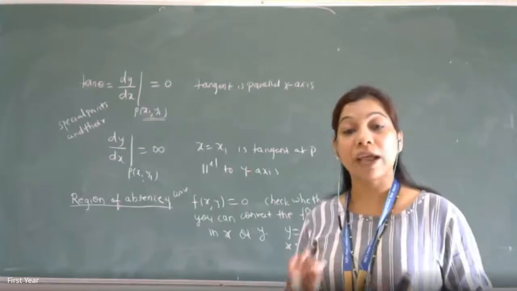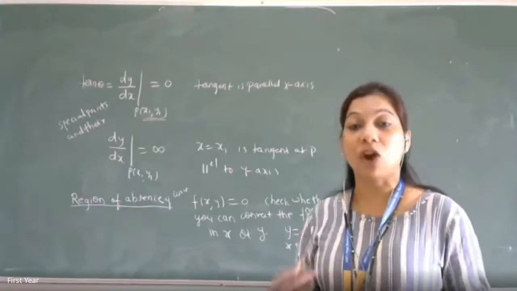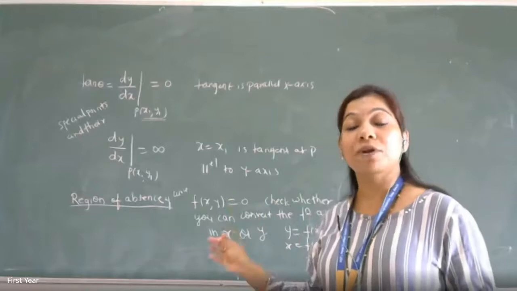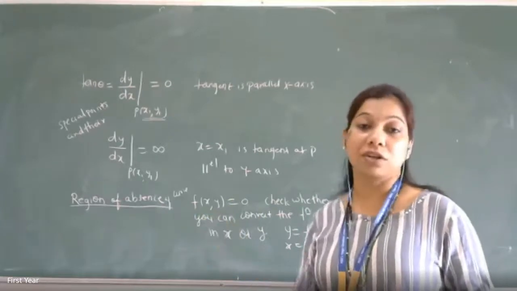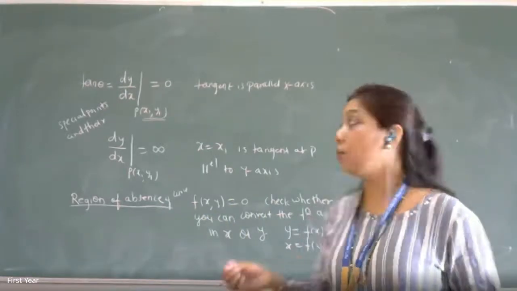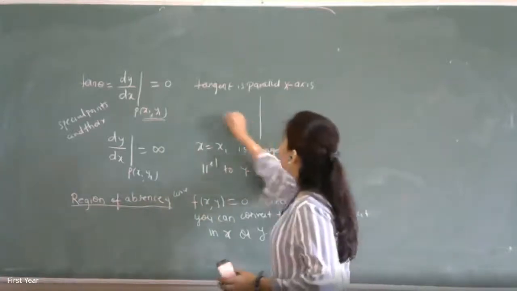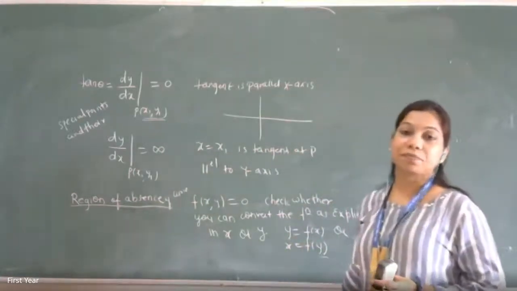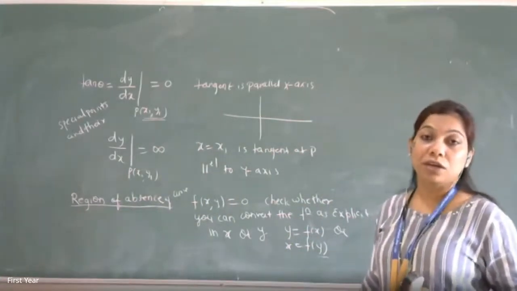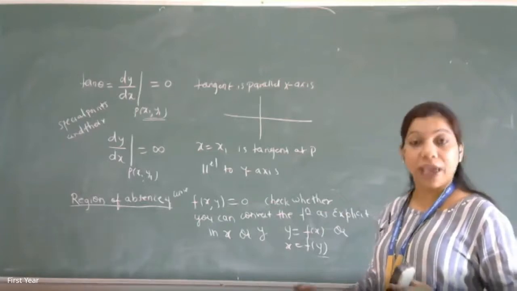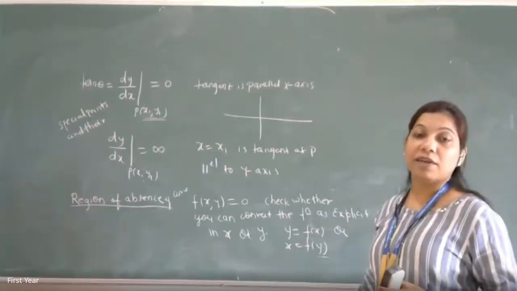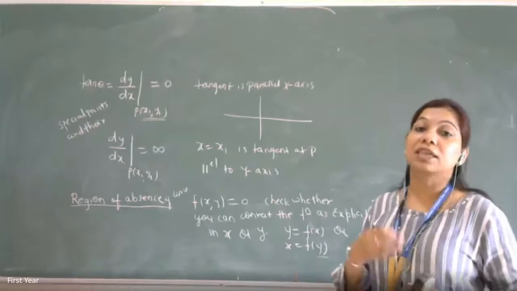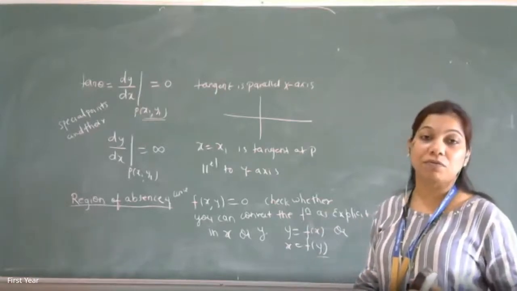Okay, that means the real value of that y or x is not present for that particular region, in that interval. What we are trying to draw is on the x and y axis, we are in two variables only. So we are going to get values of x for which y does not exist. Are you getting it? What is the meaning of region of absence?